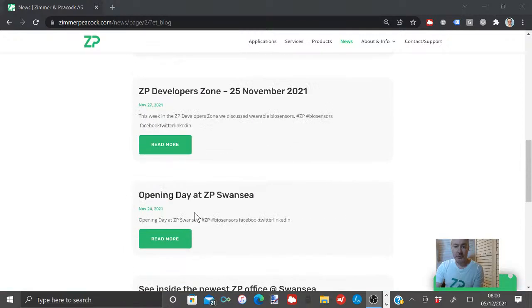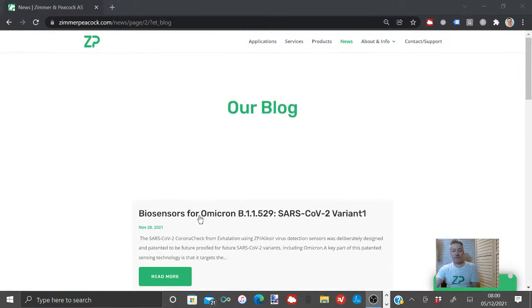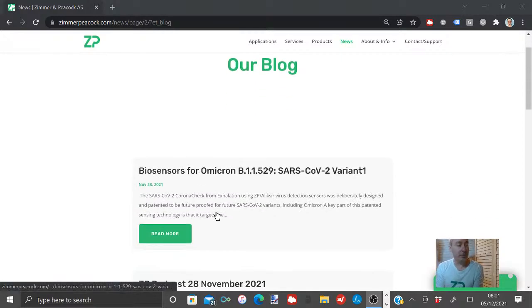Some of the news from Zimmer & Peacock this week is, unfortunately, and I do mean this, that we now have this Omicron variant that's unfortunately come about. Now, from Zimmer & Peacock's perspective, we've already developed a biosensor for the detection of COVID-19. And the way the technology works, it binds to the surface of the virus.